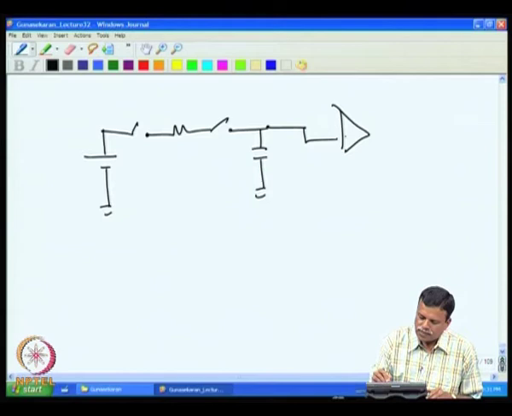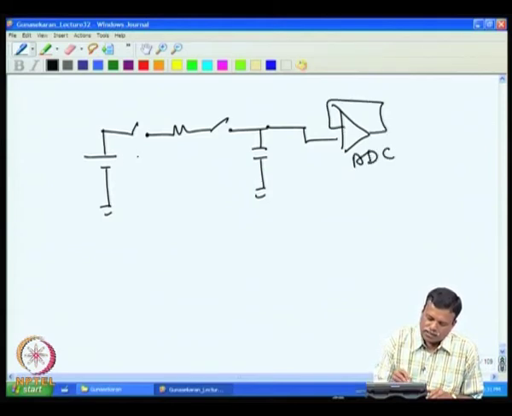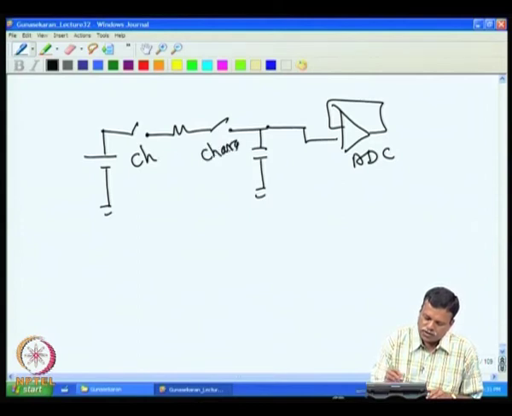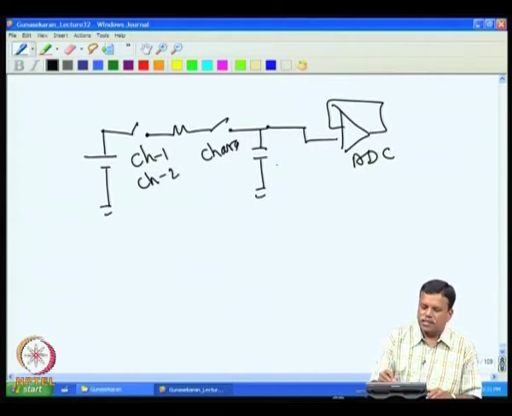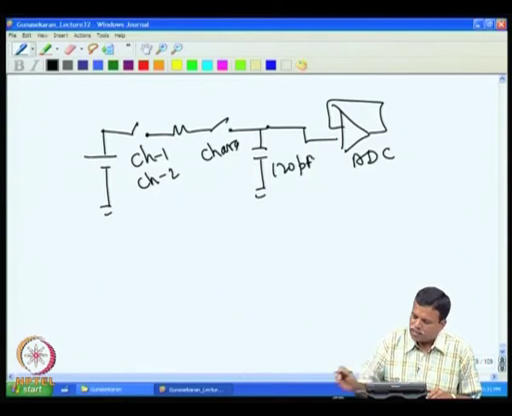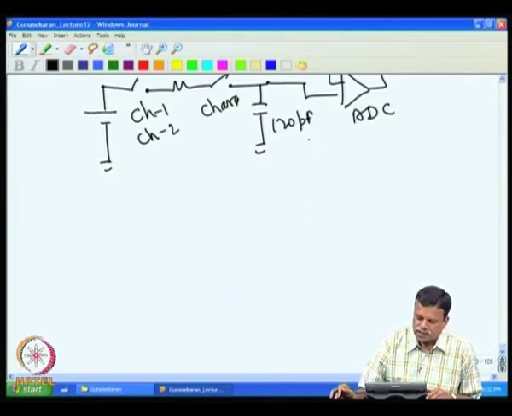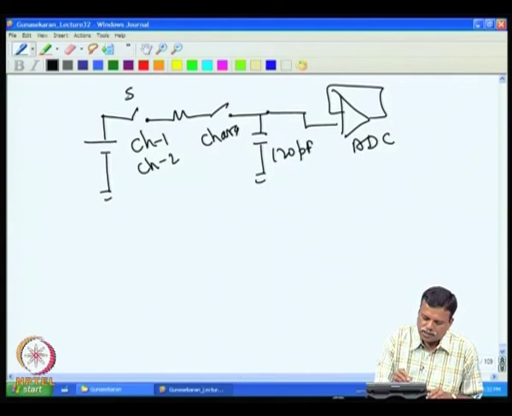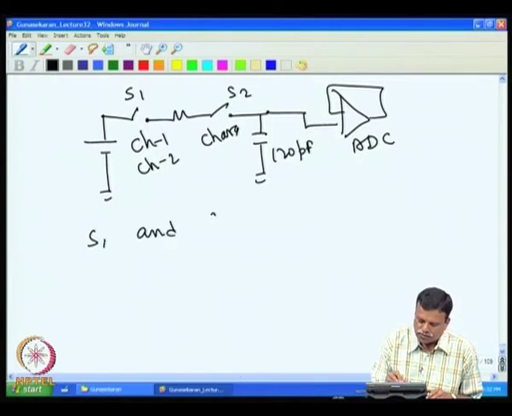We make it ADC. So, you have the channel selection switch and then the charging switch; channel 1, channel 2, whichever we want can be selected, and about 120 pF of capacitor. Now, if I had to do the conversion, then first S1 and S2 are switched on.